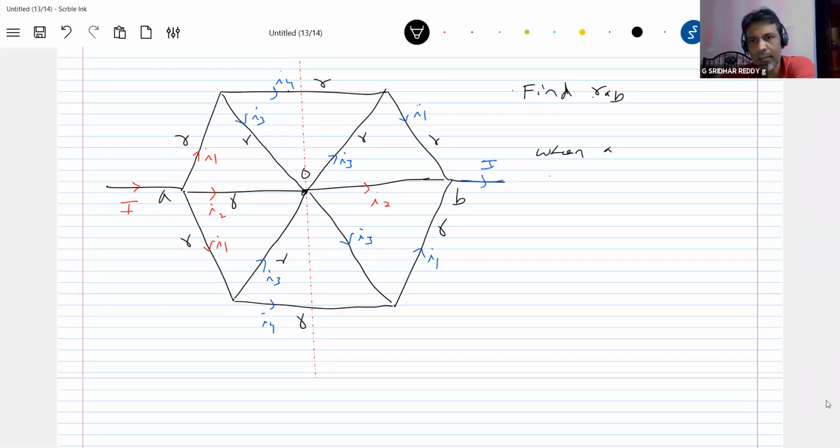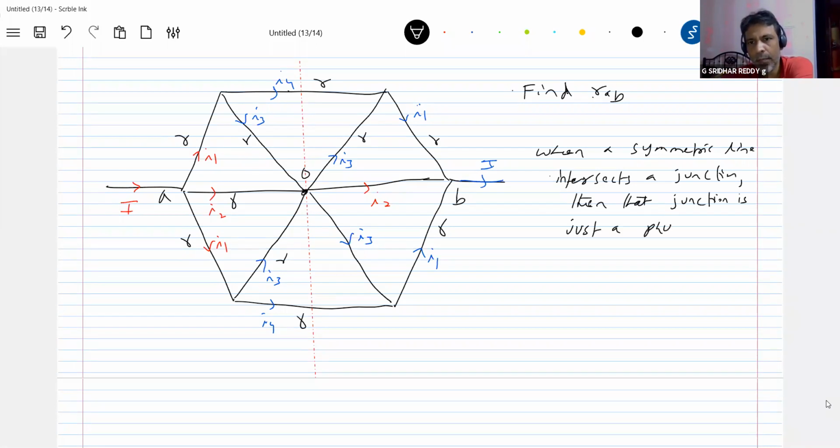When a symmetric line intersects a junction, then the junction is just a physical junction and it is not an electrical junction. What do you mean by electrical junction? Where current branches here.